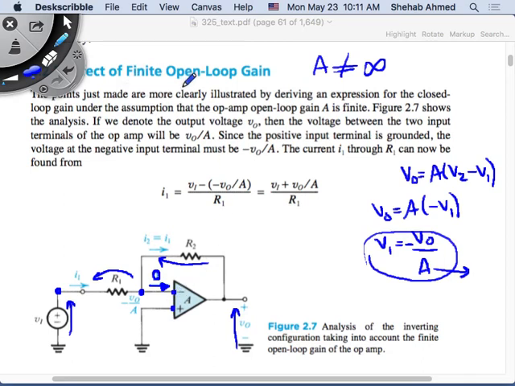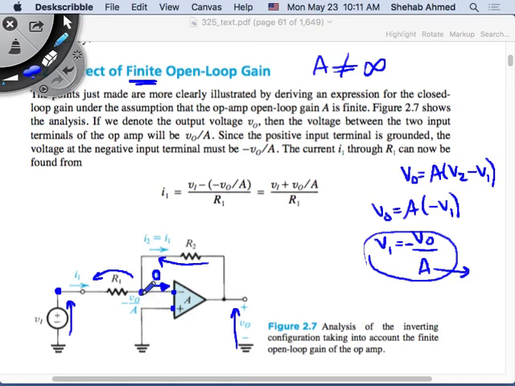So here I'm adding only one non-ideal characteristic. The non-ideal characteristic is that the open loop gain is finite. So I'm not removing everything that the op-amp buys me. I'm only taking it seriously with the gain being not infinite. Okay, so the impedance is still infinite, which makes my current flowing here 0, right? Now what can I do?